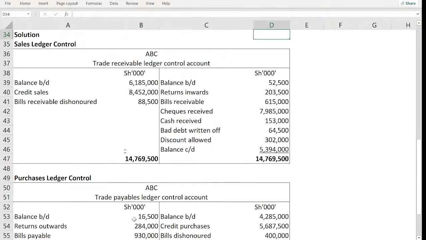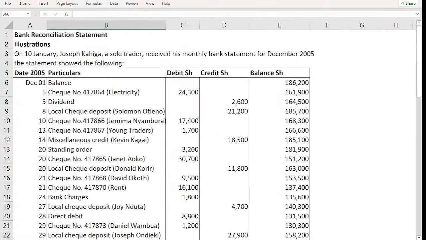So let's go to the final illustration. I'd like us to talk about the bank reconciliation statements. As I gave you the format, I'd like us to look at an example. So on July 10, Joseph Kahiga, sole trader, received his monthly bank statement for December 2005. The statement is shown as follows.